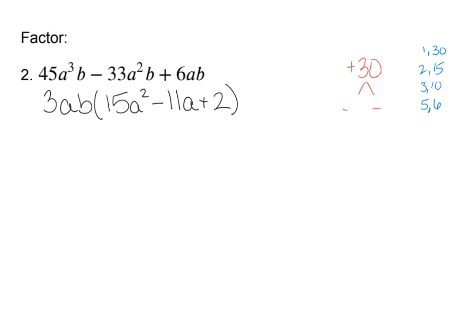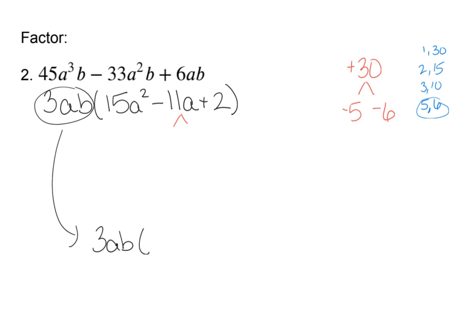I'm looking to get to an 11 in the middle, so I think I need this set right there. So we need a 5 and a 6. So now I'm going to come back over here and break this guy up into negative 5a and negative 6a. Now I've got this GCF, and so he doesn't cause havoc and craziness, I'm going to go ahead and just bring him down. I know it's going to be 3ab times a binomial times a binomial. So let's find those binomials.